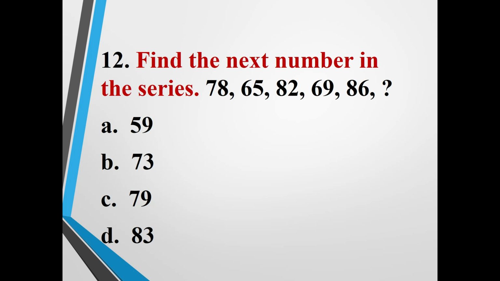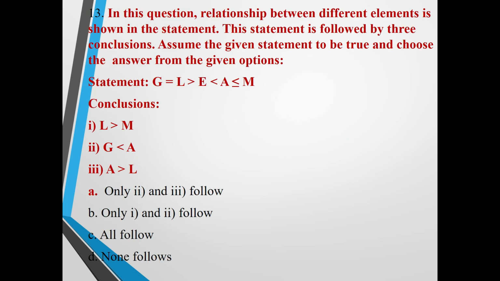Next question, find the next number in the series 78, 65, 82, 69, 86. Here we can see that 78 plus 4 we will get 82, and 82 plus 4 we will get 86. And the same way 65 plus 4 is 69, and 69 plus 4 is 73. So the answer is 73.